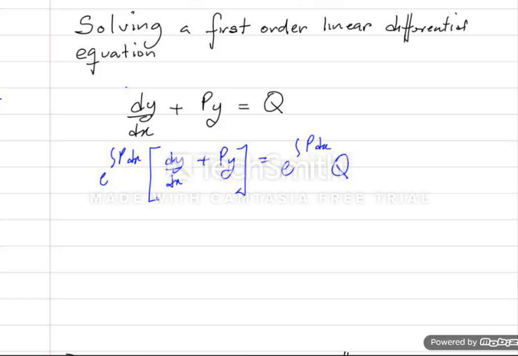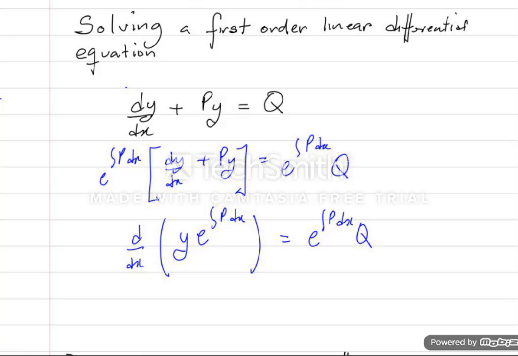And the reason for that is that I can see now that my left hand side is the differential. The left hand side is actually the differential with respect to x of y e to the integral of p dx. Do you agree? Because when I differentiated it, we saw in the previous page that I get this, and that is equal to e to the integral of p dx times q.